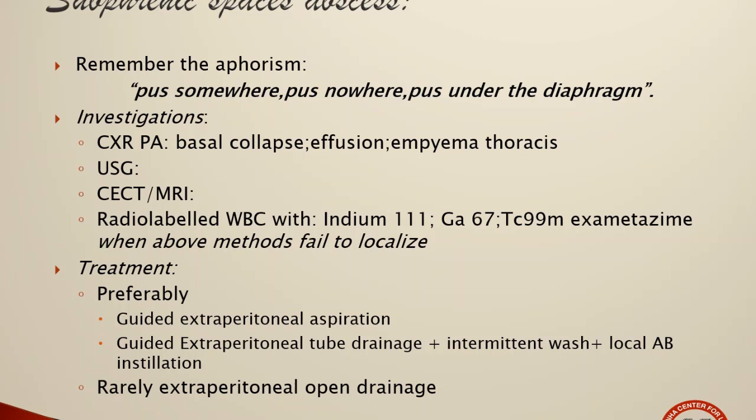Remember, we are talking about a localized abscess. Why do you want to make it generalized by going through the peritoneal cavity? So it should always be extraperitoneal. The principle is extraperitoneal treatment. How? Either guided extraperitoneal aspiration or a guided extraperitoneal tube drainage plus intermittent washout of that abscess cavity with local installation of antibiotic. In those instances where this doesn't help, you can go in for an extraperitoneal open drainage.